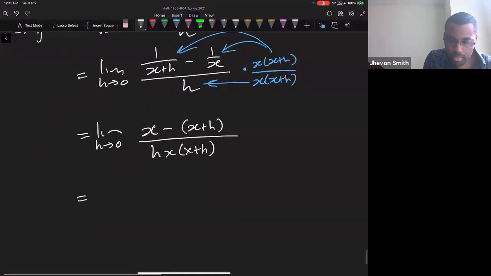So that's what that becomes. Of course, here, your x is going to kill that x, and I will be left with just a minus h in the top.